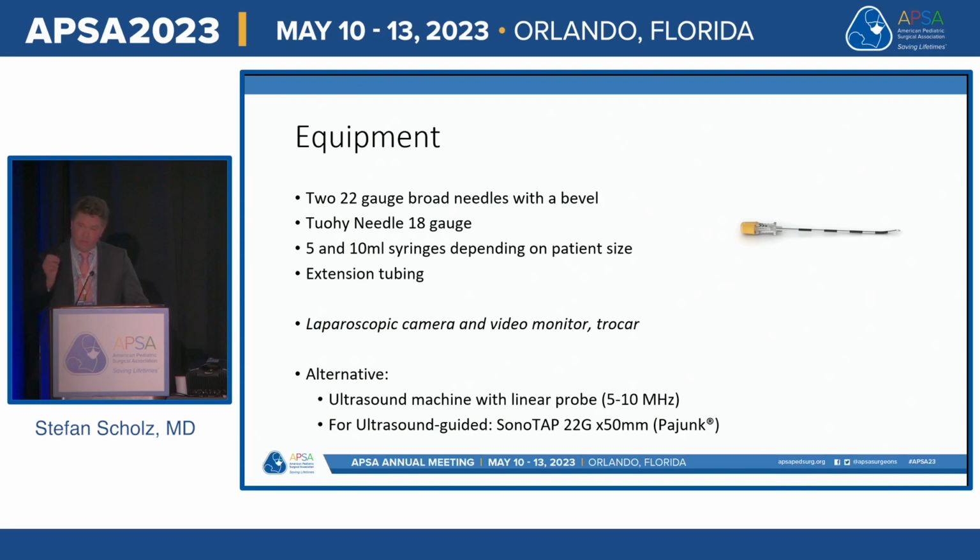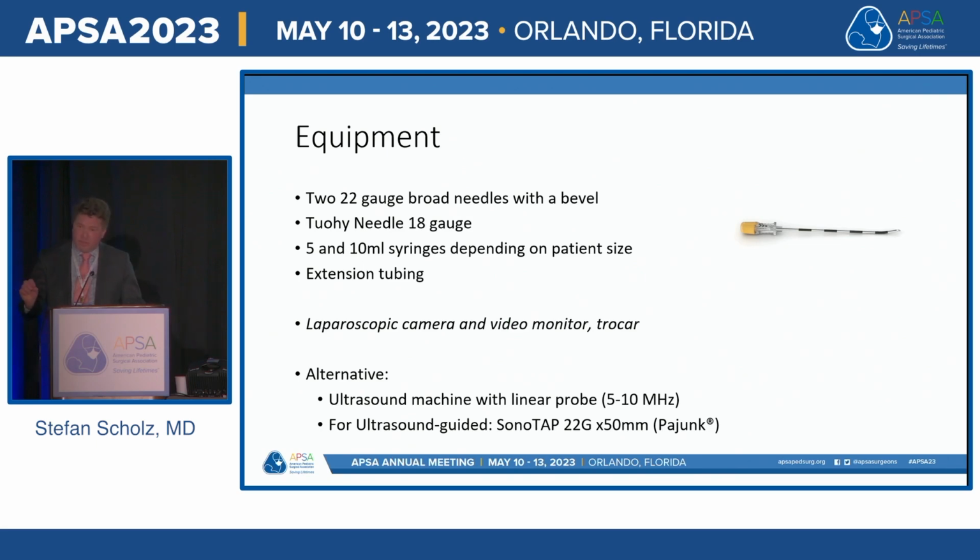This is a needle that doesn't core when you put it into the abdominal wall, and you inject actually much faster because it's a much bigger needle. You need some syringes. For the baby, use a 5 cc syringe. For the bigger patient, maybe a 10 or 20 cc syringe. Some people use extension tubing, so you can focus on the needle handling and somebody else can inject. And then obviously your laparoscopic equipment, your laparoscopic procedure.